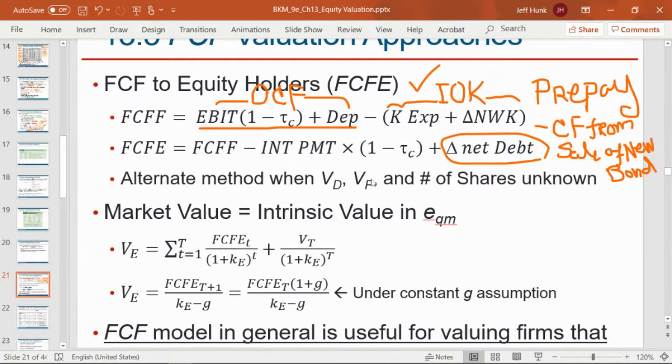In other words, interest is tax deductible. What that means is actually, when businesses pay out interest, it will reduce the tax by as much as the interest, right?